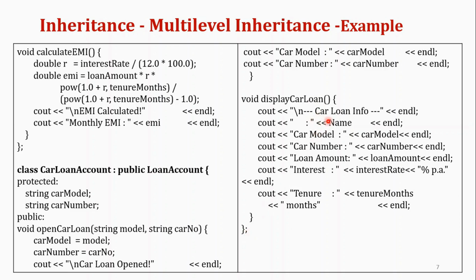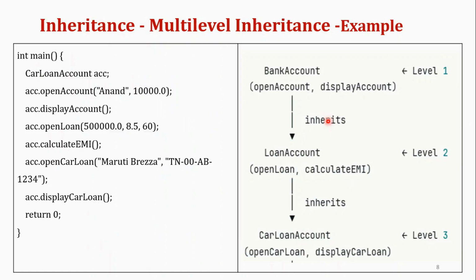Inside the functions, what happens is just reading input, doing a simple calculation and displaying the values. That is what happens in every member function. Just go through that. Coming to the main function, we have to create the object for the derived class. The last derived class is car loan account. So create the object for car loan account and access member functions from bank account, loan account, and car loan account. These two are from the bank account, these two are from the loan account, and open car loan and display belong to the car loan account.